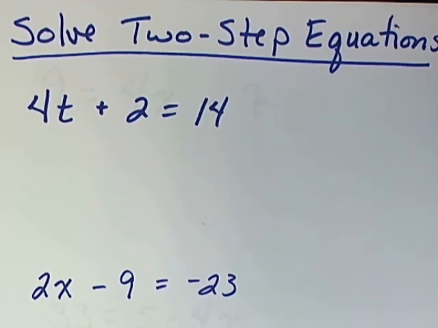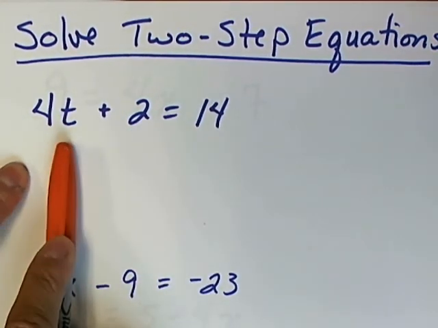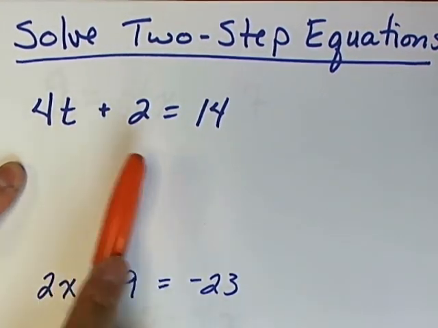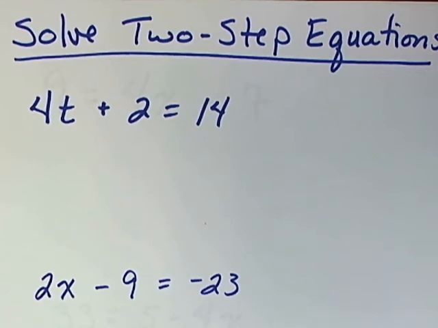Now if you notice here, we have 4t plus 2 is equal to 14. Now I think of an equation as simplifying. If we had the value for t on the left side, we would simplify to see if it checks and equals the right side. And so we would do the 4 times whatever that t value is, because according to our order of operations, multiplication comes first, and then we would add 2, and we're supposed to get 14.